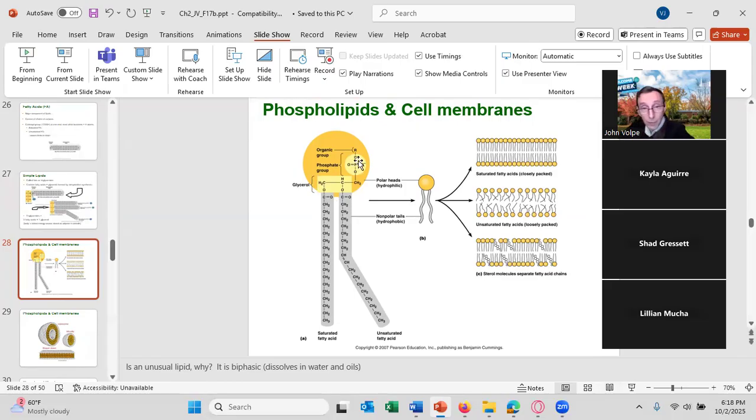That phosphate group, as well as the glycerol, makes the head portion of this molecule polar. The tail portion, or the lipid fatty acid portion, is nonpolar. That makes the phospholipid a biphasic molecule that can dissolve either in water or in a lipid.